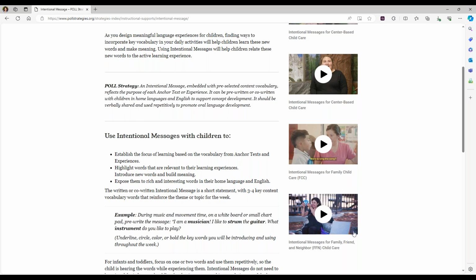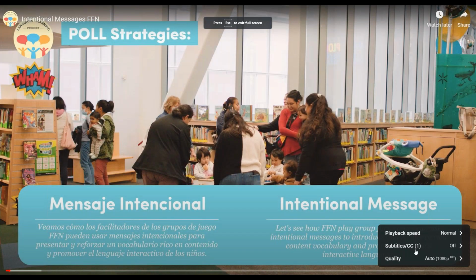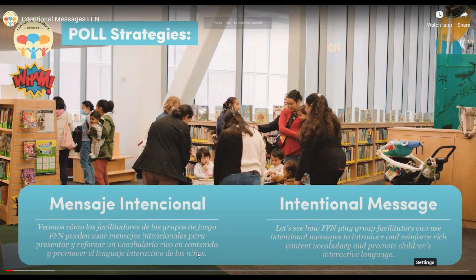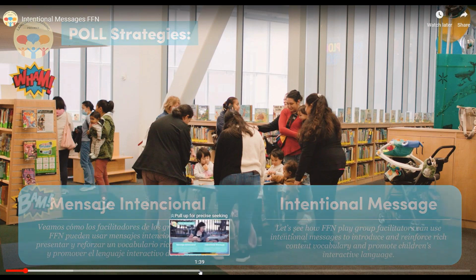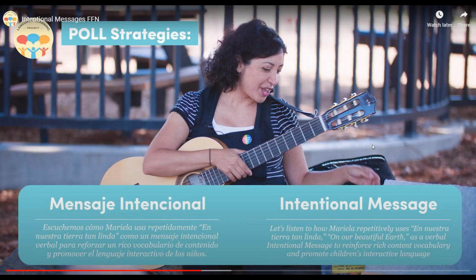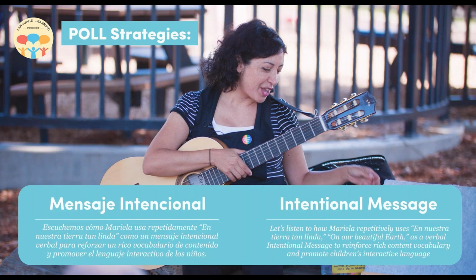I do want to share this video with you all. Let's see how family friend and neighbor playgroup facilitators can use intentional messages to introduce and reinforce rich content vocabulary and promote children's interactive language. Repetitively uses En Nuestra Tierra Tan Linda, on our beautiful earth, as a verbal intentional message to reinforce rich content vocabulary and promote children's interactive language.